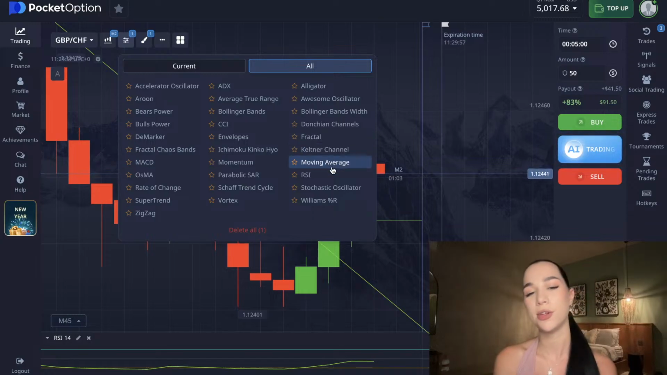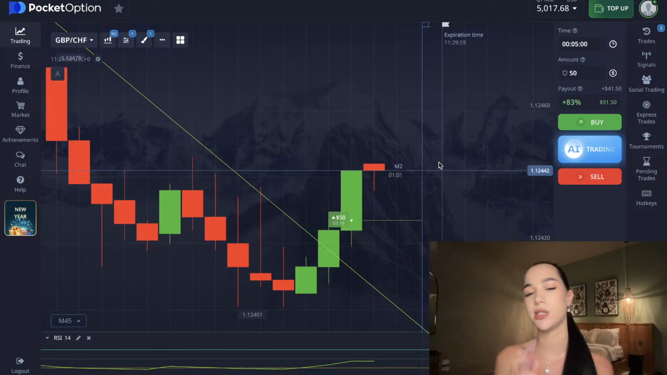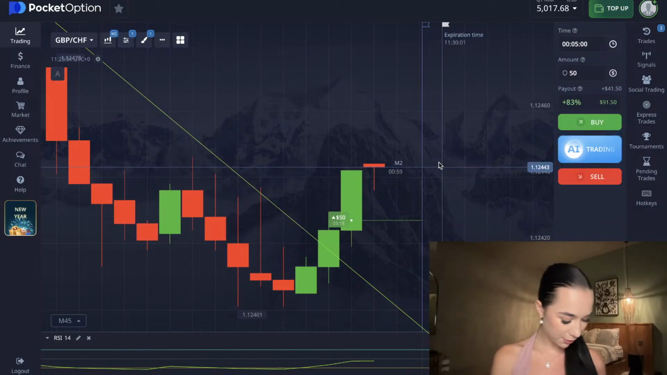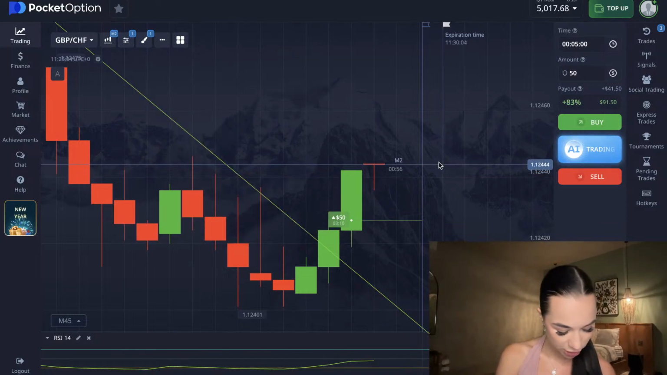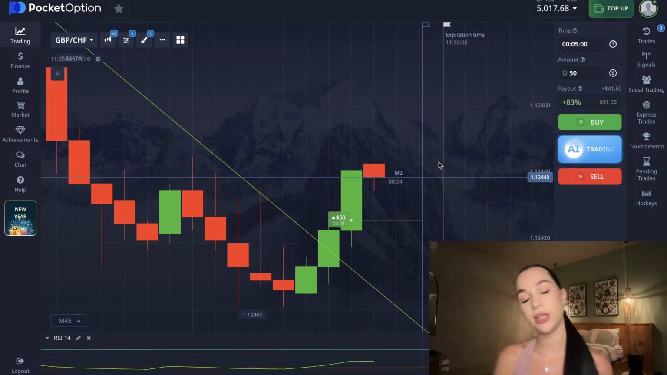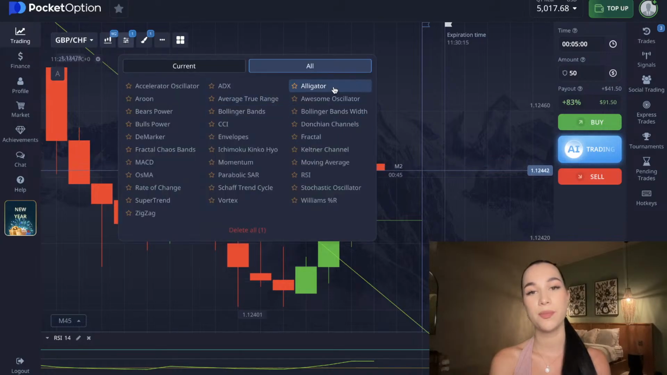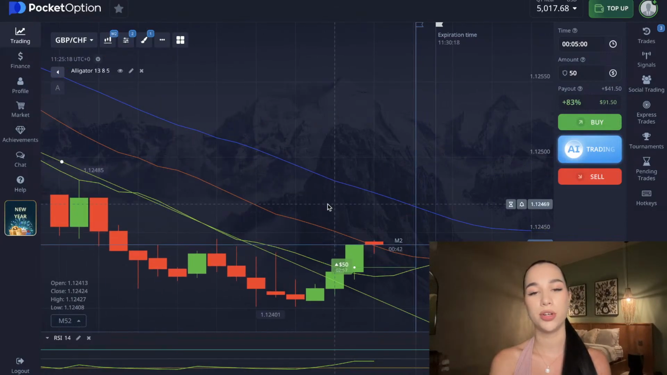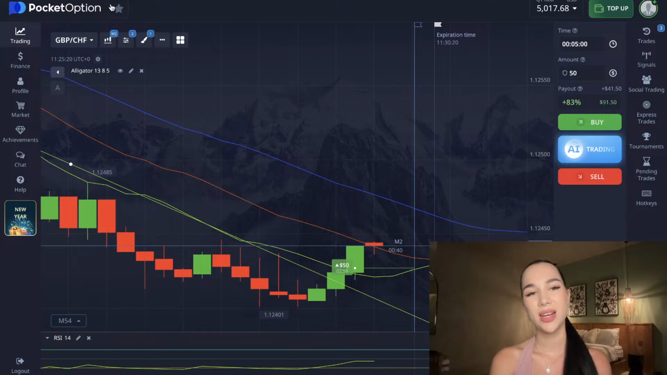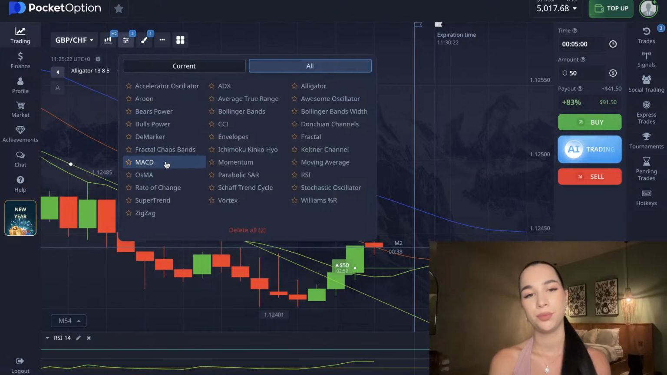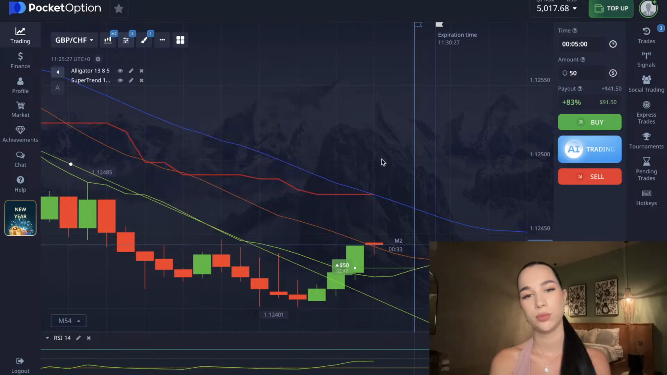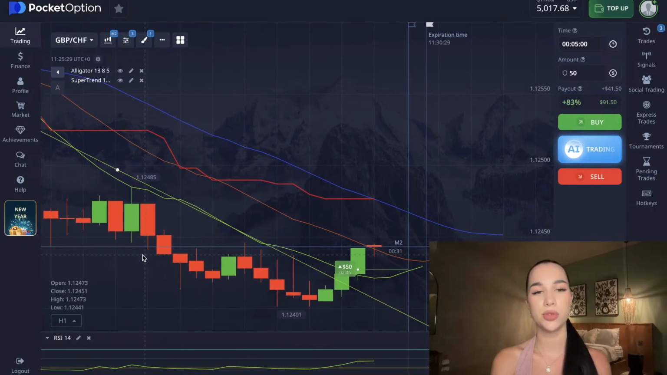You could choose moving averages, 3 moving averages. I was telling you about this strategy a long time ago. There you need to choose 3 moving averages with different periods, and that's how you can also analyze the trend of the market. Alligator is also pretty good for this, but it's most likely for longer time frames. Alligator, RSI, and super trend. Yep.